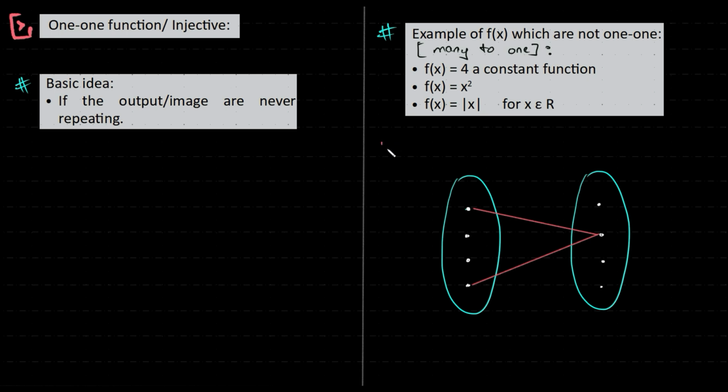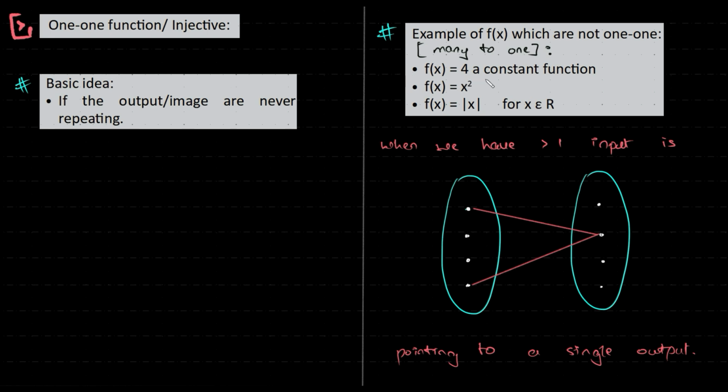So when do we call it as many to one? When more than one input is pointing to a single output. That's it, as simple as that. So I have few set of examples that will clear it up.